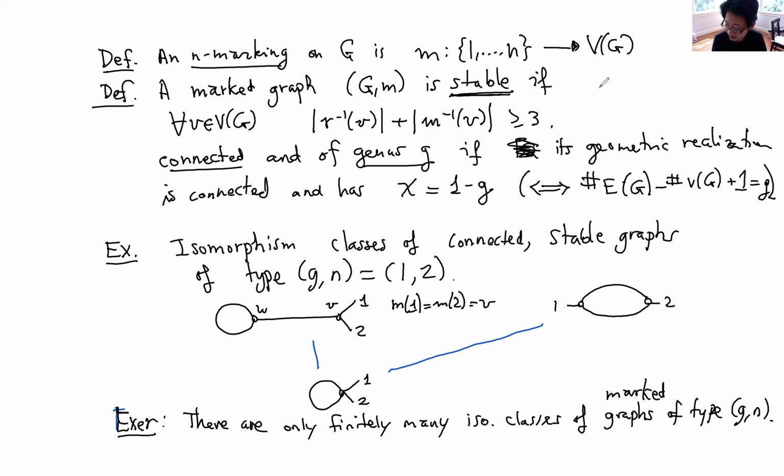Thanks for asking. So the question is: is the total number of isomorphism classes for fixed g, n known? I think not. In complete generality, no. Let me tell you, okay, so yeah, you anticipate what I wanted to say.